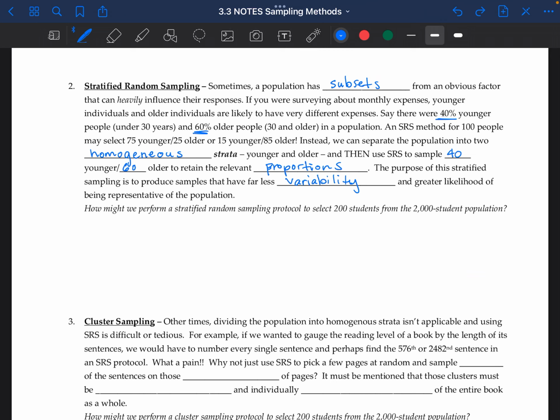So if you were in charge of this whole poll and you wanted to sample a group of our students, and you thought there was some natural subset of homogeneous. Homogeneous means that they are similar in a way, where maybe their opinions could be similar. How might you do this? Brainstorm, write down what you think.